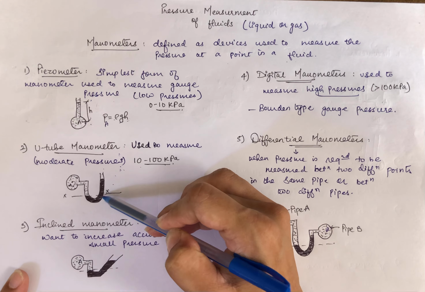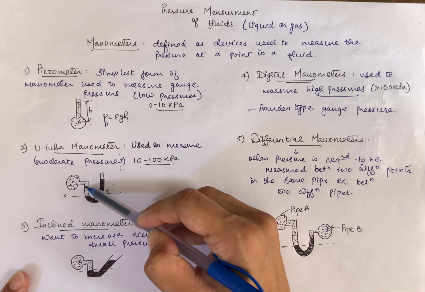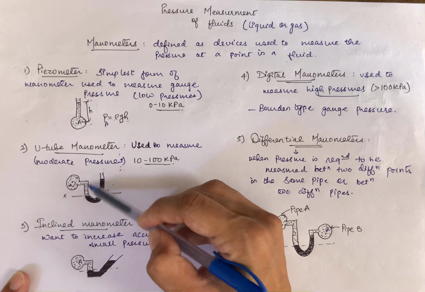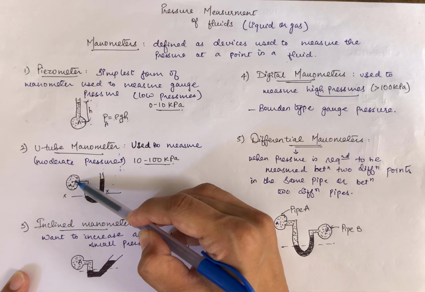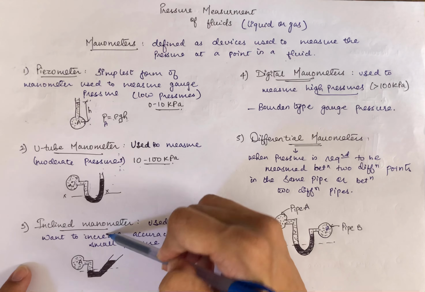This dark black portion represents the mercury which is filled in this U tube, and which is used as a reference to measure the pressure of the fluid which is flowing in this pipe. And that fluid could be water, it could be oil, it could be a liquid of any other specific gravity.